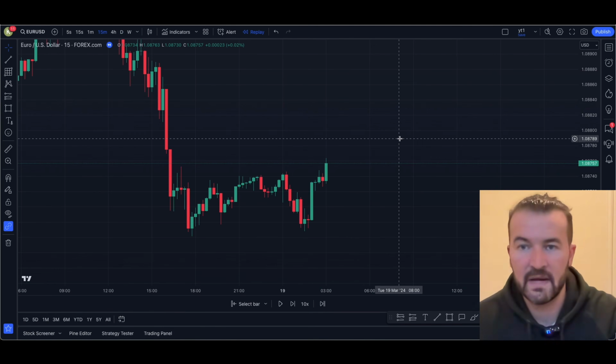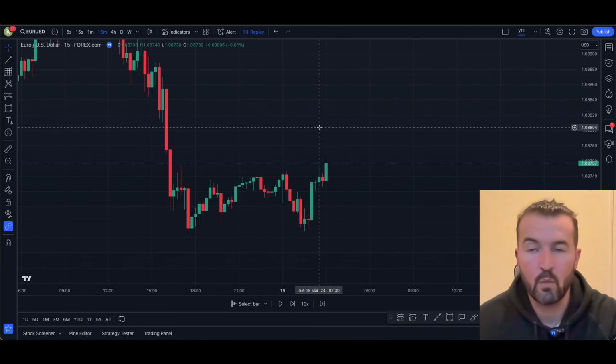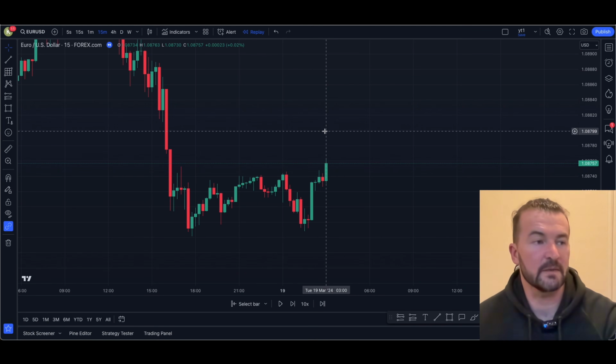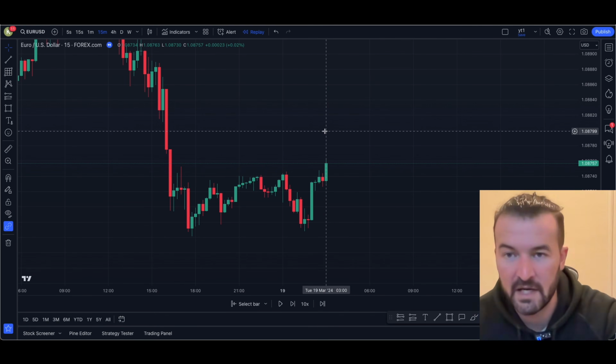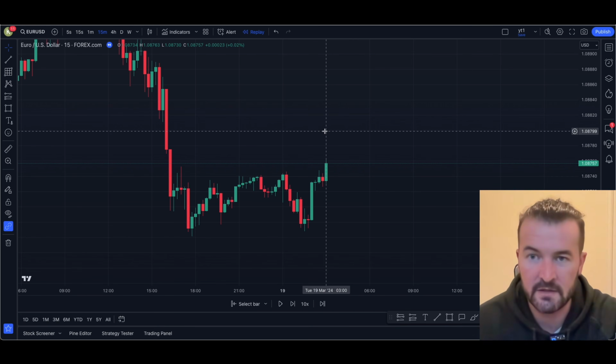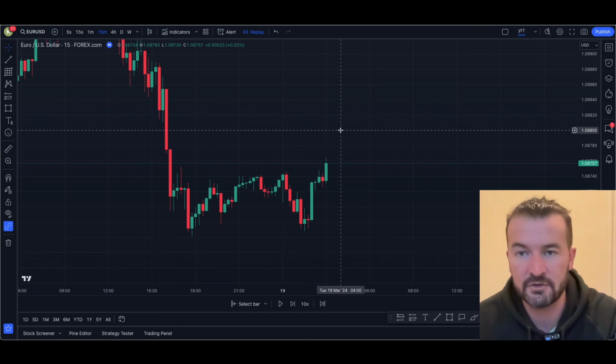Right, so I've gone back to as far back as I think that the M1 goes for me, which is the 19th of March 2024. Don't worry about the time being 3 a.m. Obviously I wouldn't be taking this trade, but you would filter that out in your results anyway if you're starting to take this strategy seriously.